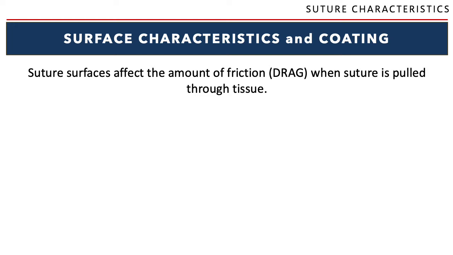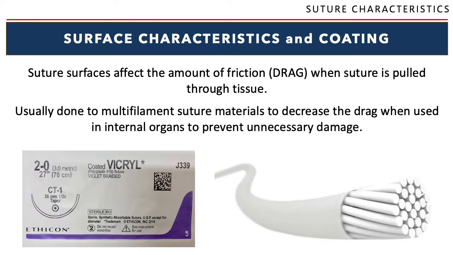All right. What we usually want is that drag is decreased when we are using it in internal organs. In the skin, which is a more resilient tissue as compared to the stomach, the intestine, the liver, the urinary bladder, we don't want that drag. We don't want to have that kind of friction. That is why we want certain characteristics for them, which is if it's braided or monofilament. I don't know why my PowerPoint is so disorganized. I'm going to discuss that in about two slides.